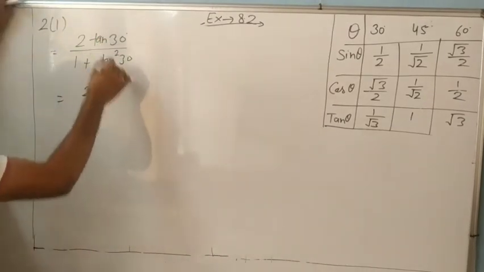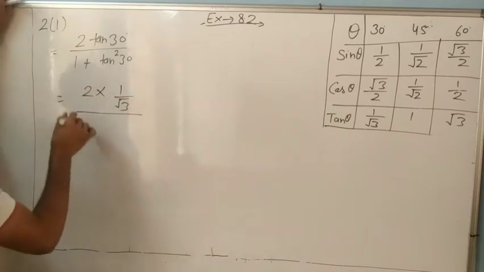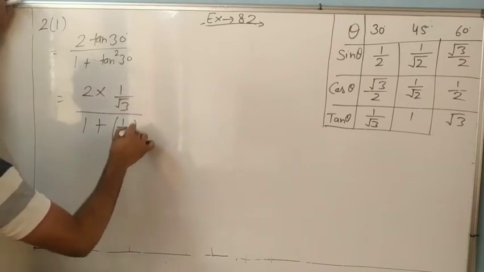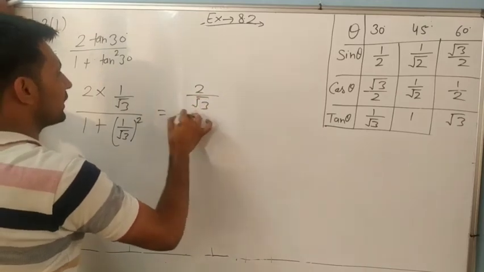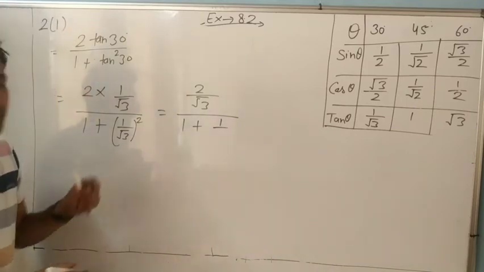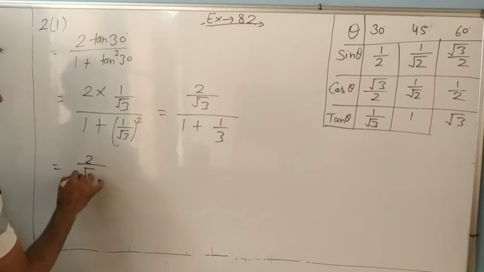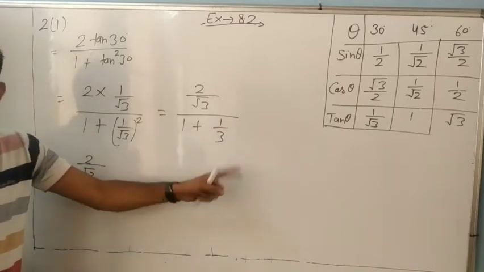2 into 10, 30. 1 upon root 3, divide: 1 plus 1 upon root 3 whole square, like this. It is 2 upon root 3. Now 1 plus 1 upon root 3 square, that is 3, dear. Now 2 upon root 3. How to add? Taking LCM. Otherwise, you can add directly.